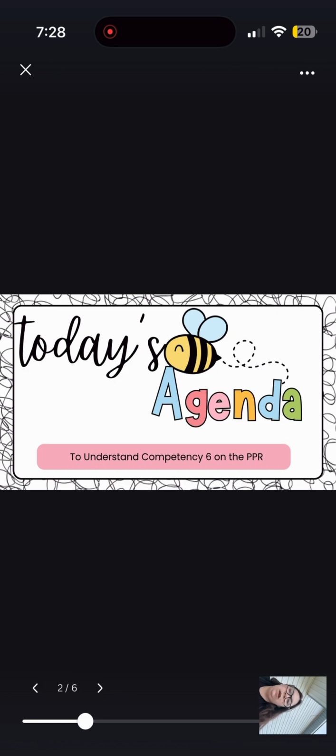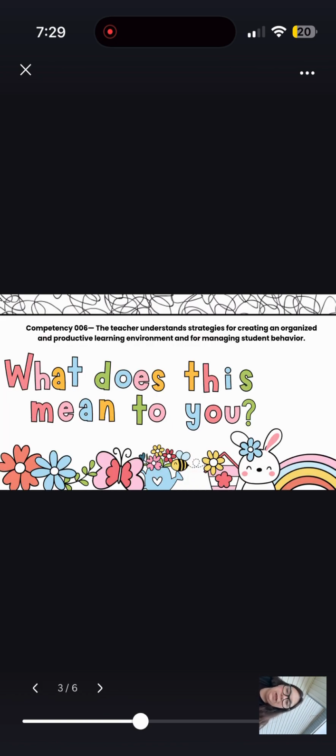It has the definition of what I think the teacher needs to do, and then below has a section where you can write notes if there's anything on the slides that you didn't know, or if you wanted to remember that later. So Competency 6 means the teacher understands strategies for creating an organized and productive learning environment and for managing student behavior. So the big part of this is an organized and productive learning environment. So what does this mean to you?